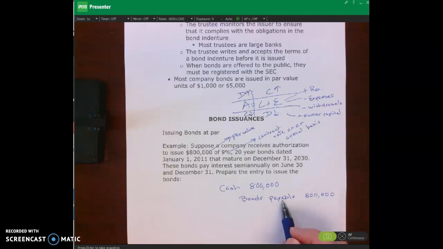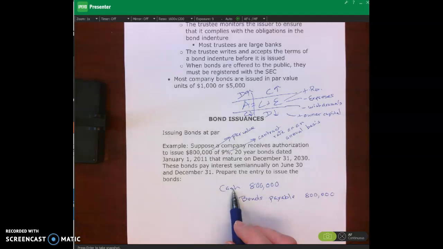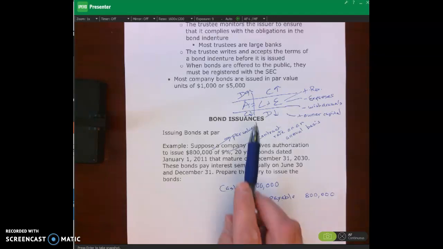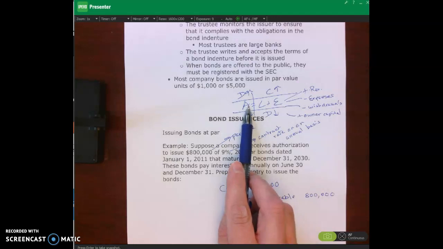Okay, this is a liability, a long-term liability on the classified balance sheet. Cash is an asset on the balance sheet. Okay, so in terms of how this journal entry keeps our accounting equation in balance, assets go up by $800,000.